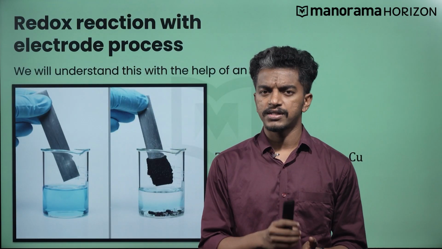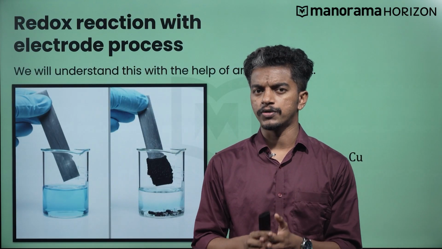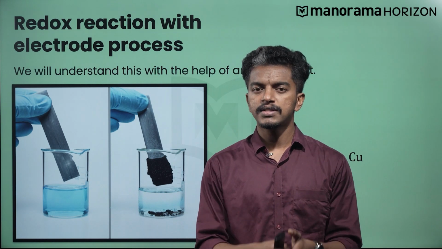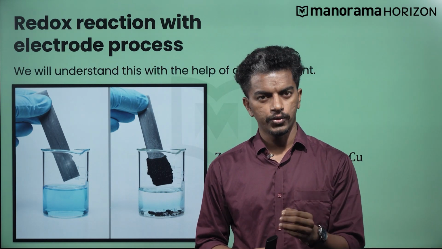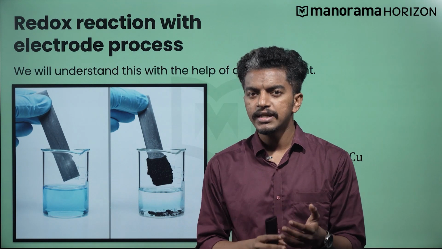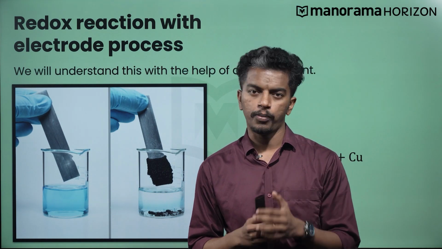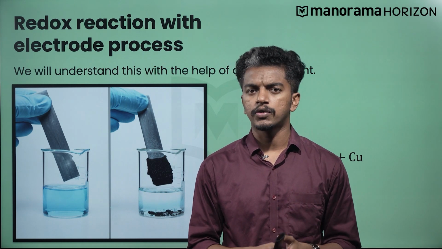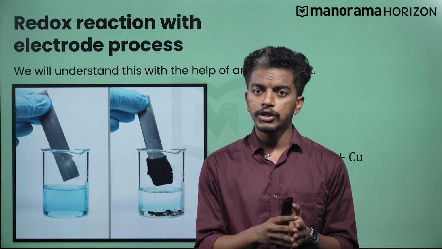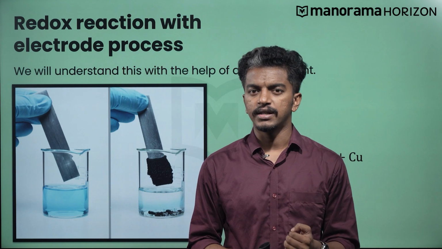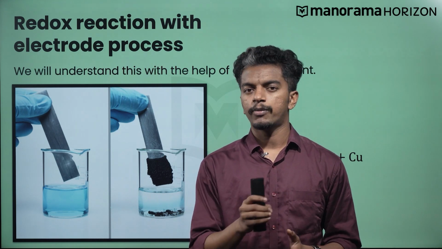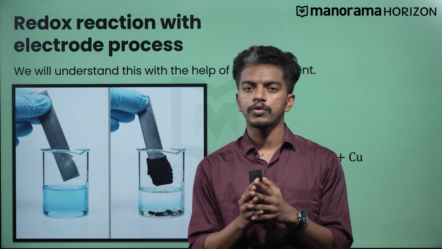Here, the redox reaction can be shown using the electrode process in an experiment. Here the zinc rod is dipped in a copper sulfate solution. The reaction takes place, zinc is oxidized to zinc ions and copper ions are reduced to metallic copper. This happens because of the direct transfer of electrons from zinc to copper. In this reaction, heat is evolved. This type of reaction is known as a redox reaction.